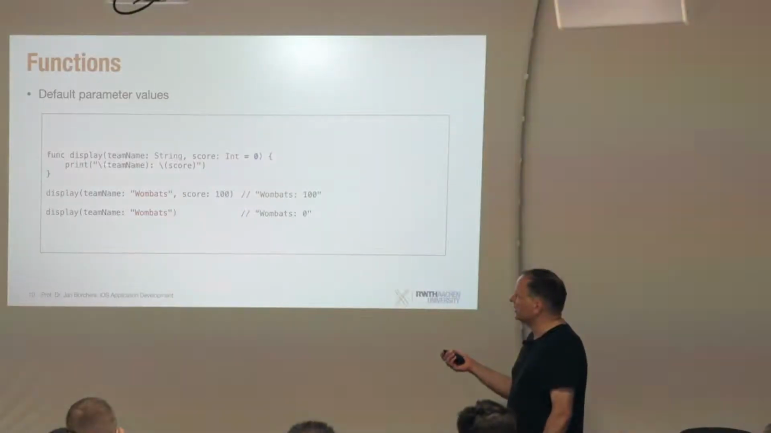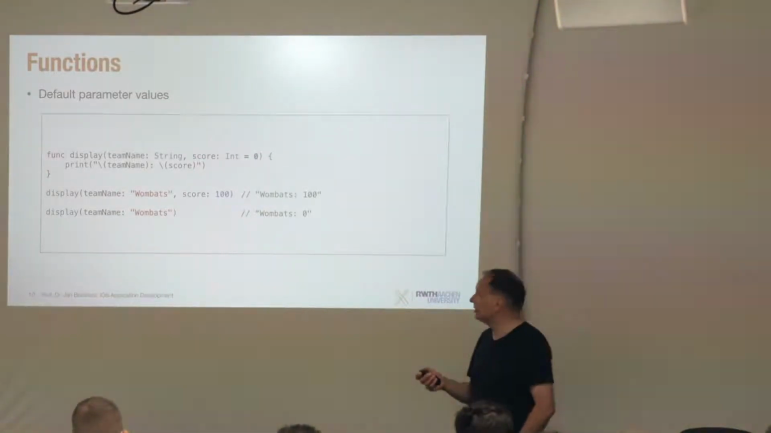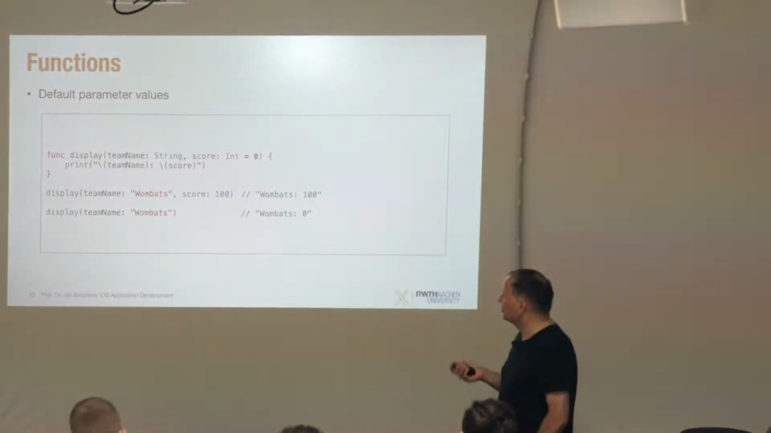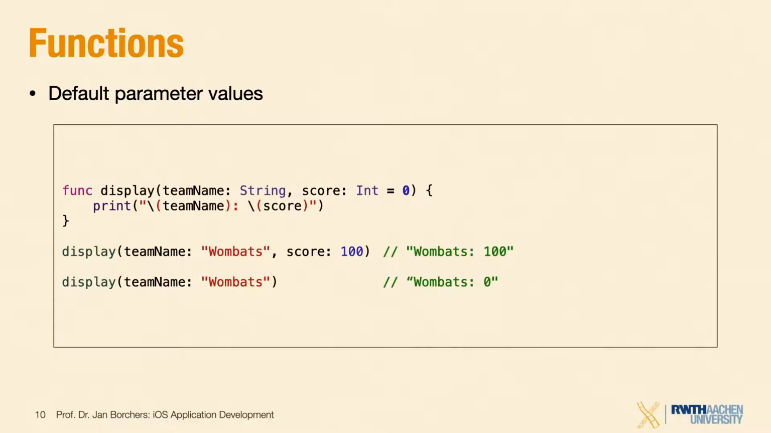See, this function display here lets you put in a team name as a string, no argument label here, just a plain old parameter name, and a score. And the score actually here is specified as Int, and it has equals 0 behind it. What that means is if I call this thing normally by providing both parameters, like down here, display team name wombat score 100, it'll output that, right? That's what the print line does here, just outputs the team name and the score.